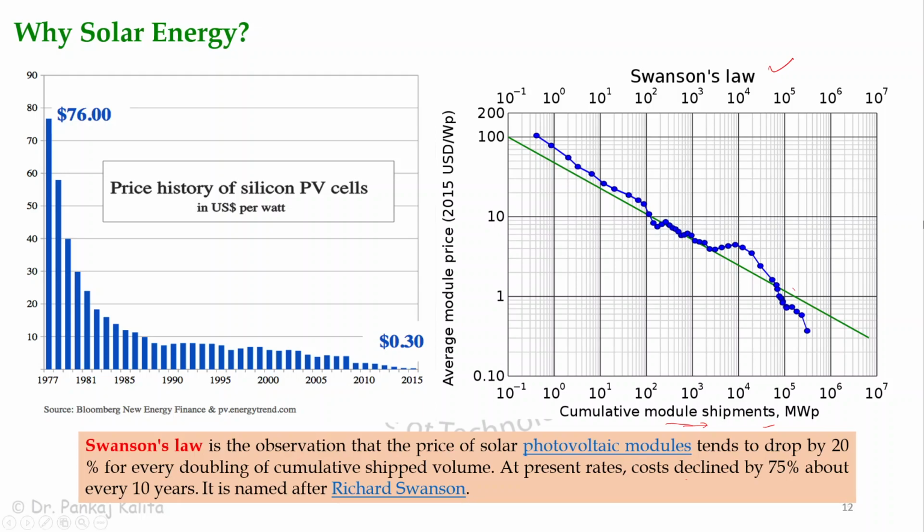There is also Swanson's law, which says that the price of solar photovoltaic modules tends to drop by 20% for every doubling of cumulative shipped volume. So the more the production, the lower the price. This is basically a supply-demand market play. When you have more production, the price will go down. At present, cost declines by 75% about every 10 years. It is named after Richard Swanson.